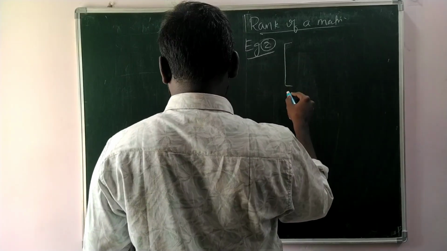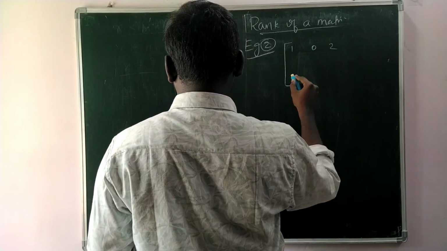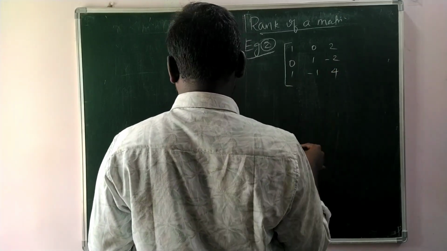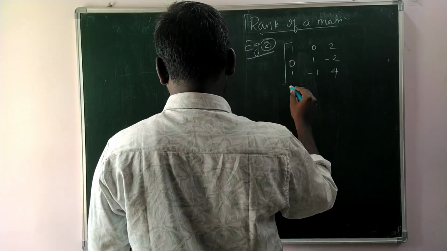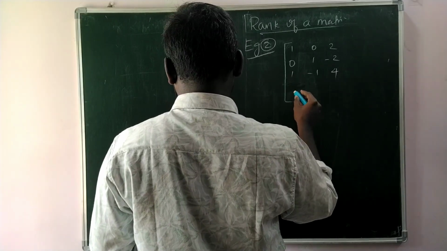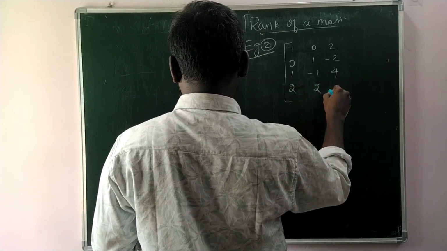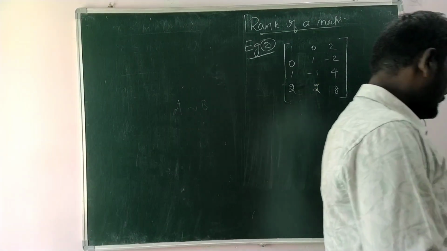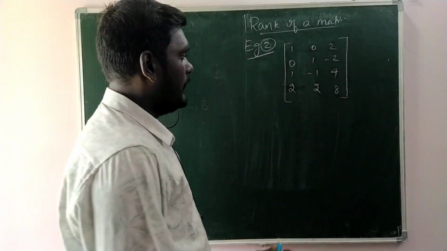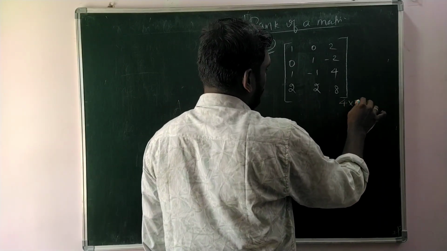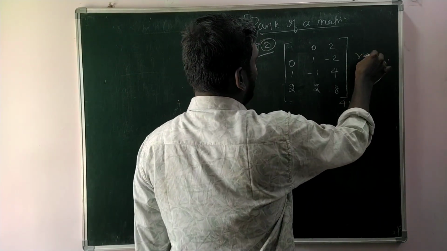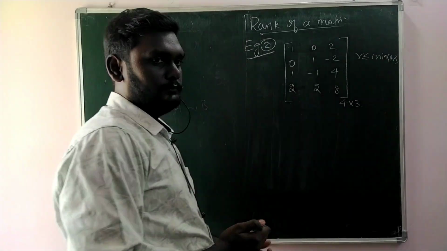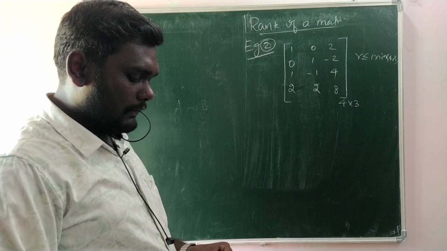We should find the rank of the matrix with rows 1, 0, 2; 0, 1, minus 2; 1, minus 1, 4; and 2, 2, 8. What is the order of the matrix? This is a 4 by 3 matrix. So the rank of the matrix can be less than or equal to the minimum of 4 or 3, so it can be less than or equal to 3.